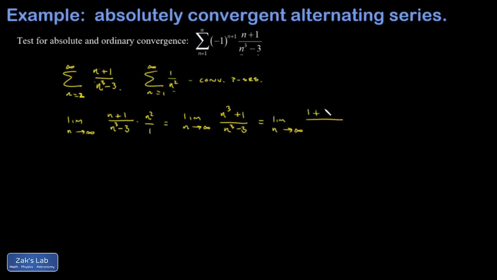If you want to be a little more formal about it, you divide the top and bottom by n cubed. And that gives you 1 plus 1 over n cubed over 1 minus 3 over n cubed. And then you say that 1 over n cubed definitely goes to 0, and so does 3 over n cubed. And I end up with a 1.